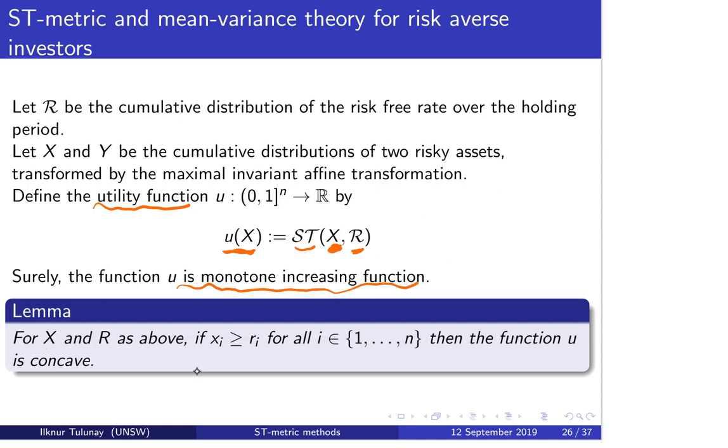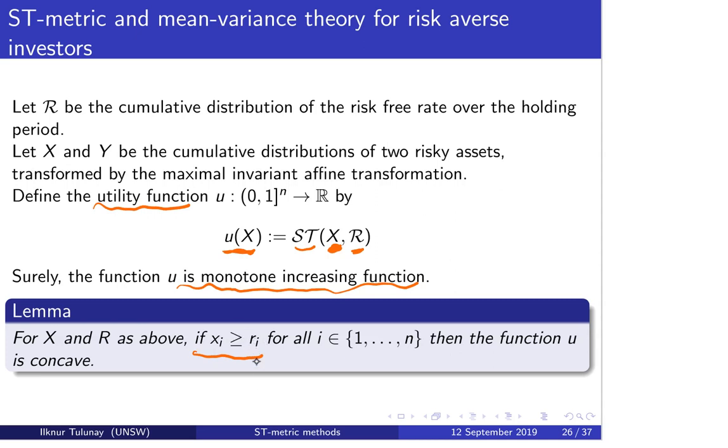This lemma is very important. For each point, the return series value xi should be bigger than the risk-free rate ri. This is a huge assumption. This is not the case in general. In practice, this may not hold, but in a theoretical sense, any risky asset always has a return more than the non-risky asset, that's the definition of the risk-free rate.